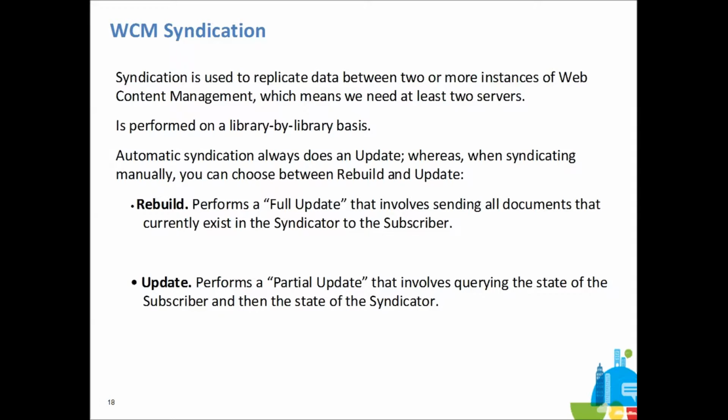So now we will see the syndication. Syndication is used to replicate WCM data between two servers. Say for example, you have an environment where there is a development server, a staging server, and then there is a production server. In the staging server, you have tested WCM and it is working fine. Now you want to replicate the data from the staging server to the production server. Then you can use the syndication process. So here the staging server is the syndicator and the production server is the subscriber.